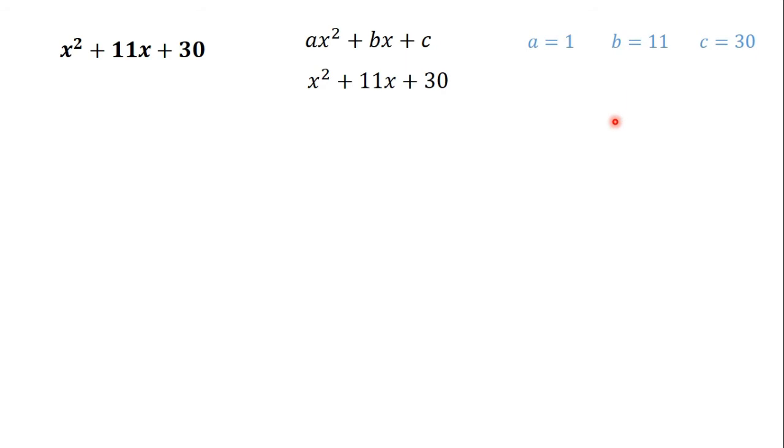The next step says that we should multiply a by c. A is 1, c is 30. So a times c will give us 1 times 30, which is 30. So now we have the value of a times c to be 30. Now let's go to the third point. The third point says that after you have found a times c, you will find two numbers that will give you a times c when you multiply them and b when you add. A times c is 30.